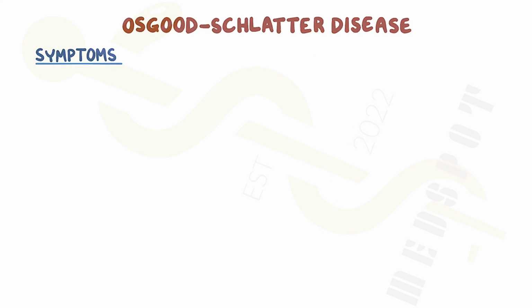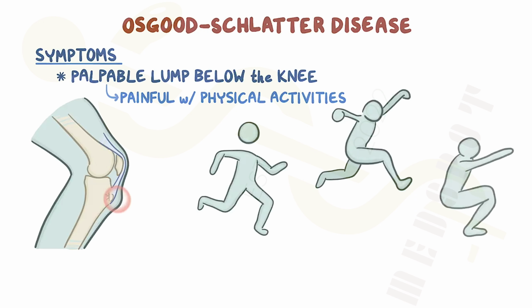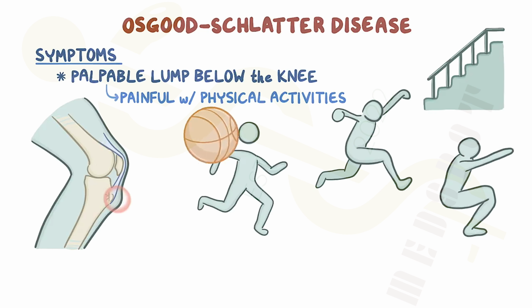Symptoms of Osgood-Schlatter disease are a palpable lump below the knee, which gets very painful with physical activities like running, jumping, squatting, and especially when going up or down stairs, or when the knee gets hit by something. Ouch!